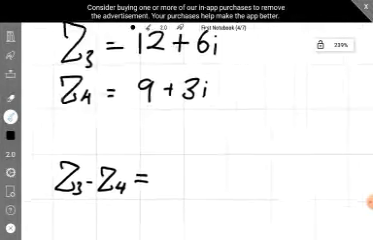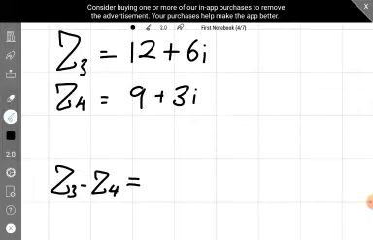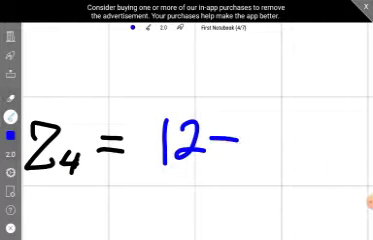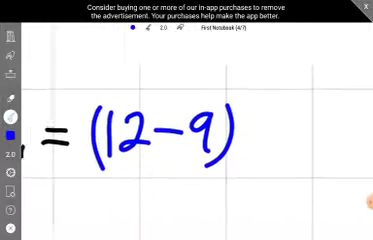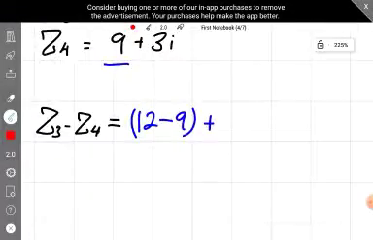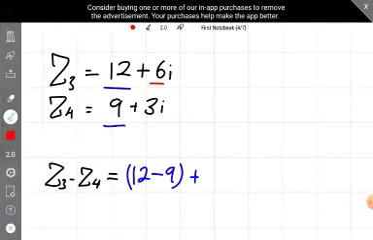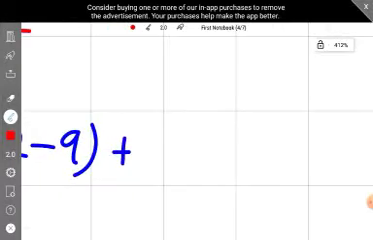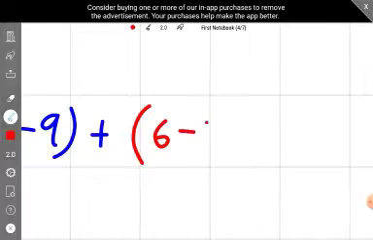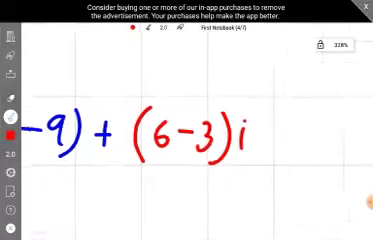This is going to be the real part of z3 minus the real part of z4, that is 12 minus 9, plus the imaginary part of z3 minus the imaginary part of z4. We leave our i outside and we write down 6 minus 3 with our i.